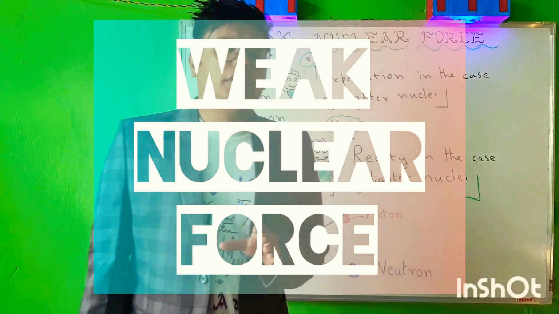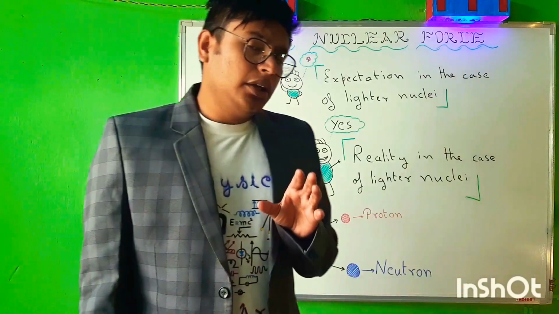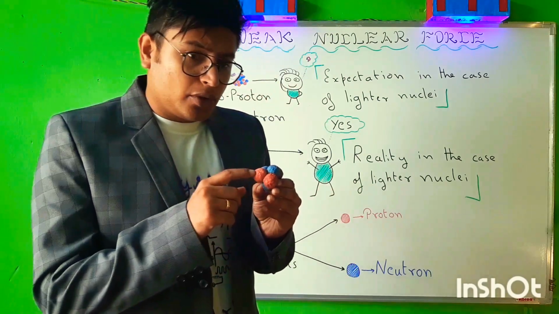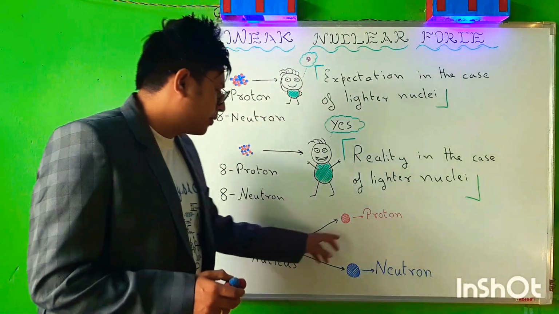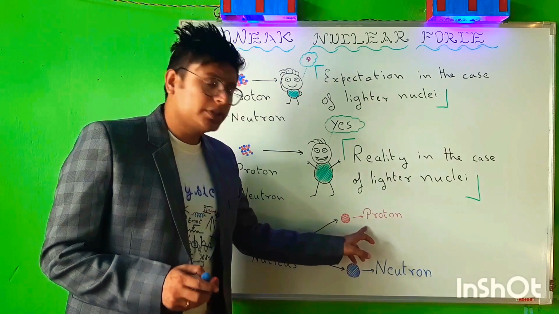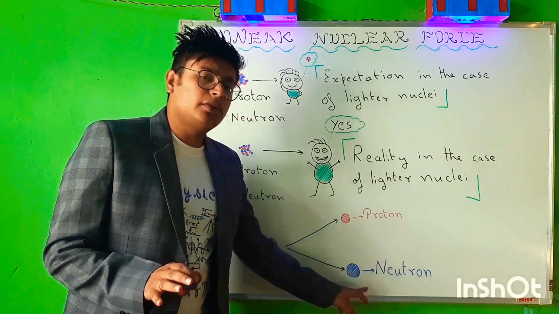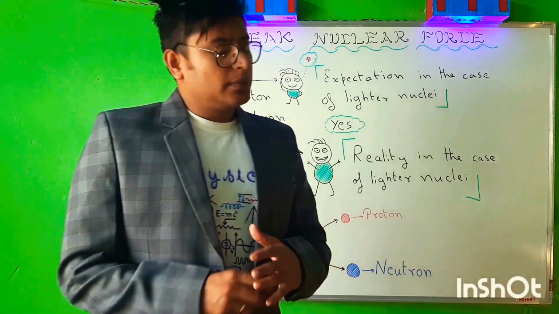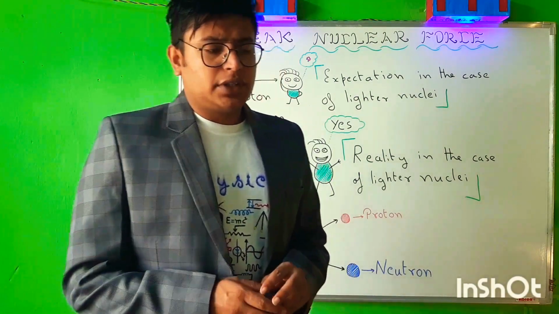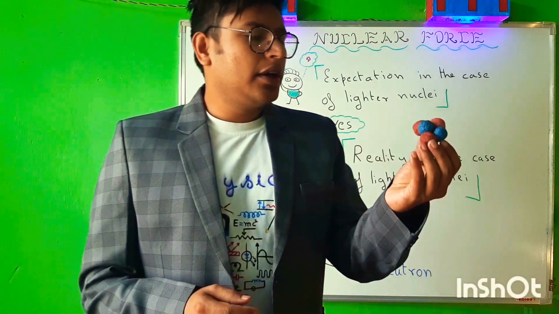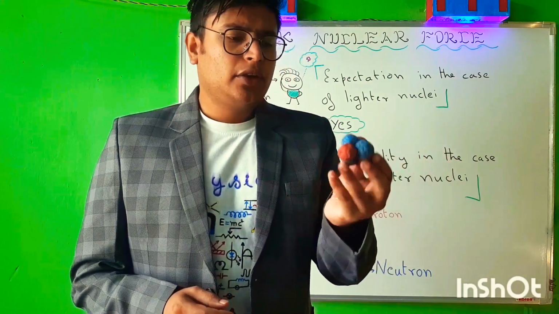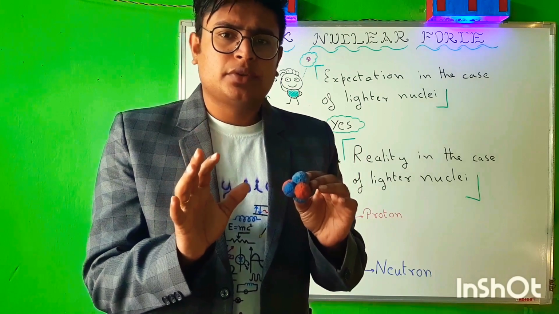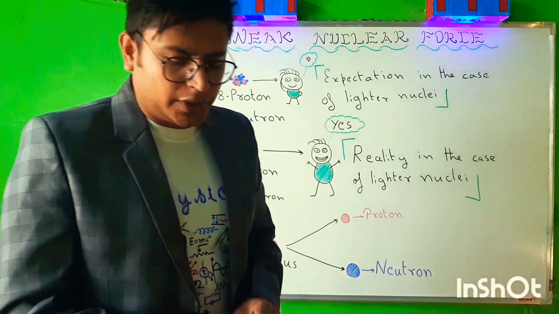As we have discussed earlier, in a nucleus there are protons and there are neutrons. A proton is positively charged and a neutron is neutral. Let us apply a simple way of thinking. For example, in my hand I have a model of a nucleus where it has 3 neutrons and 3 protons. This is a very simple way of thinking.